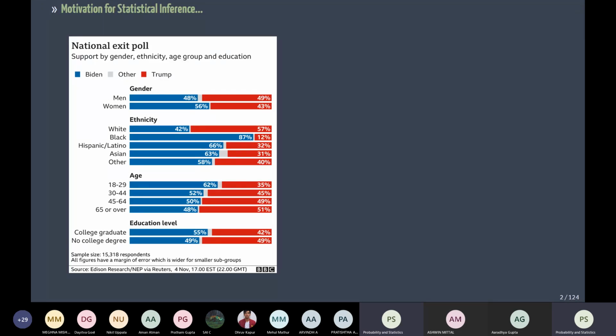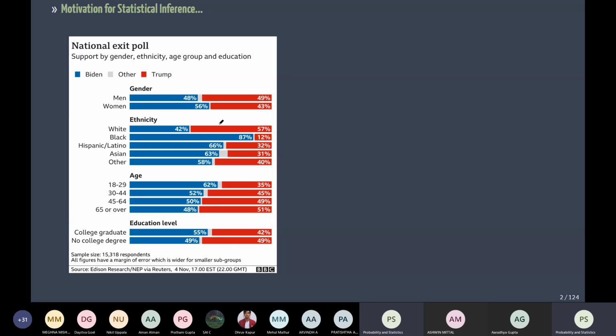In this case, let us say we take an example of elections that happened in the US. Recently we have seen the contest between Biden and Trump, and there is something called an exit poll. Usually they take some sample, and based on this sample data, they try to predict. This also happens in the Indian elections.